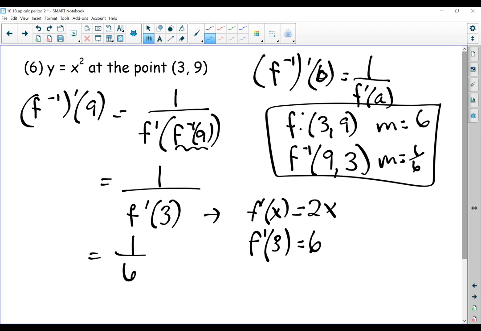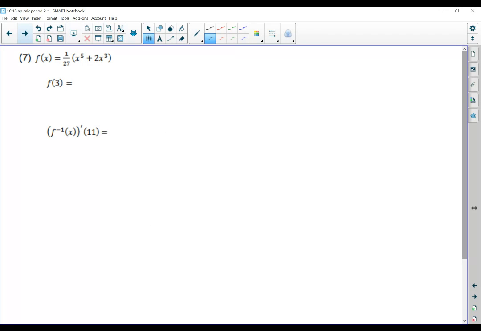What is the point on f? What is the point on f inverse? Okay, what is the slope on f? Now what is the slope of the corresponding point on f inverse? And that helps me because sometimes I don't have all the information I need, and sometimes I can't figure out what I'm trying to find, especially when I can't find the inverse.